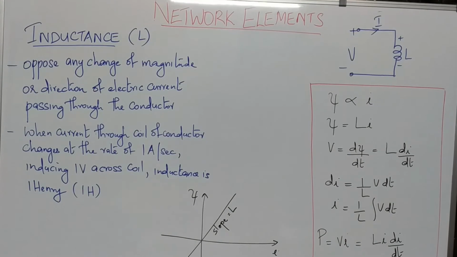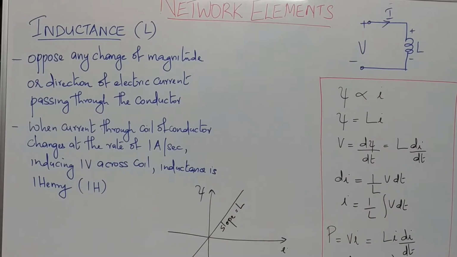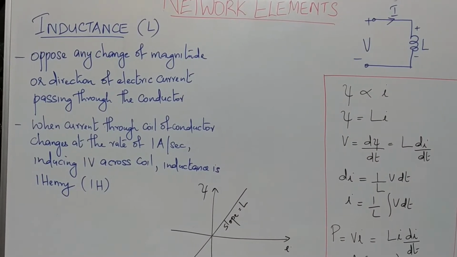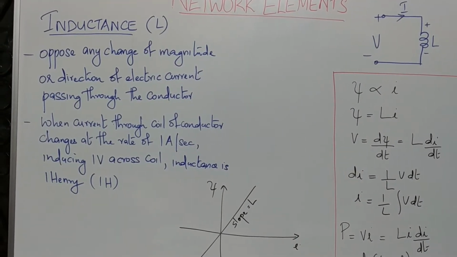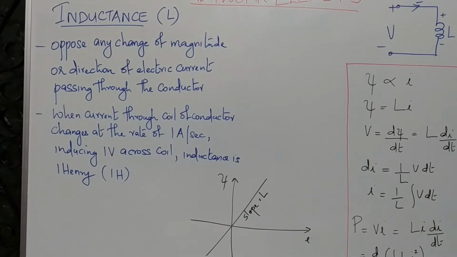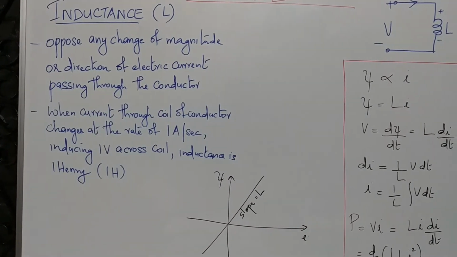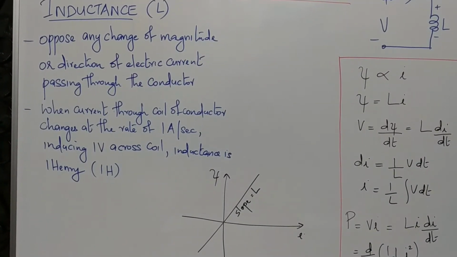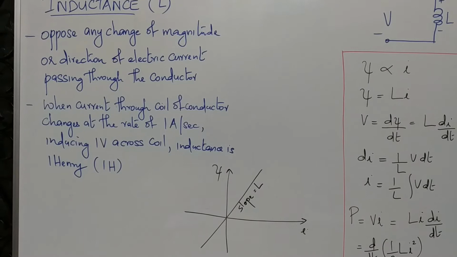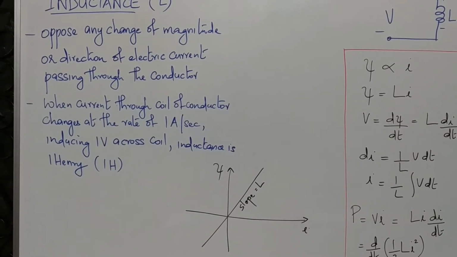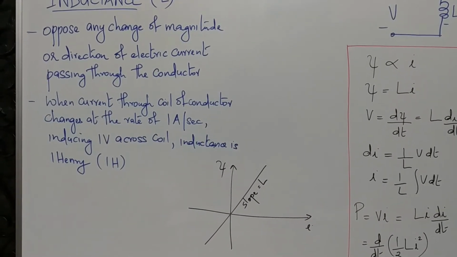Next we will see inductance, denoted by L. Inductance is the property of a material by virtue of which it will oppose any change of either magnitude or direction of electric current passing through the conductor. So whenever there is a change of either the magnitude or direction of current, an inductor will oppose it. Inductance is said to be 1 Henry when current through a coil of conductor changes at the rate of 1 ampere per second, inducing 1 volt across it.